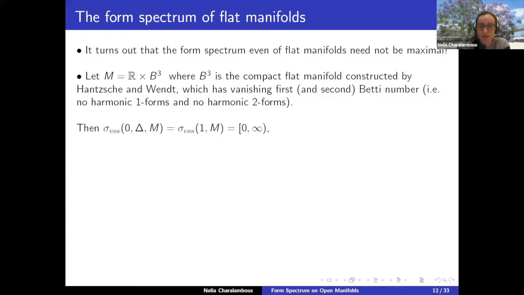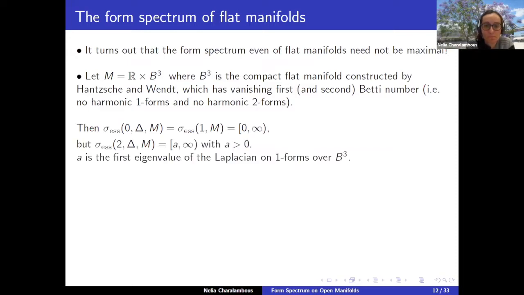So what we can show is that over this product space, the spectrum and the essential spectrum of the Laplacian on functions and 1 forms is 0 to infinity. Okay, I missed the delta from the second sigma there. However, the essential spectrum of the Laplacian on 2 forms, and all of the spectrum, is now an interval that starts at a positive number. And this positive number is the first eigenvalue of the Laplacian on 1 forms over B, which is the same as the eigenvalue of the Laplacian on 2 forms because of Poincaré duality.